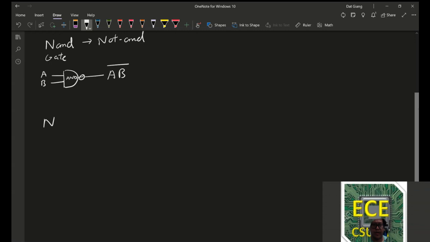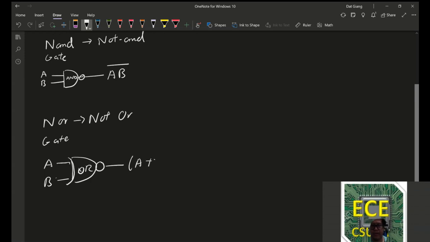Then we have a NOR gate, or a not or. It's similar to an OR gate when we look at its symbol, except there's a circle at the end. So we have (A + B) complement.